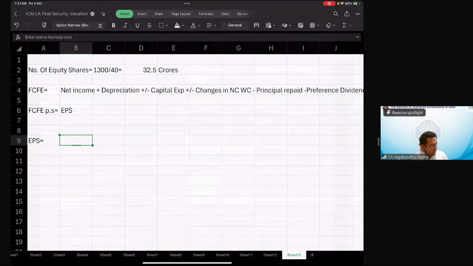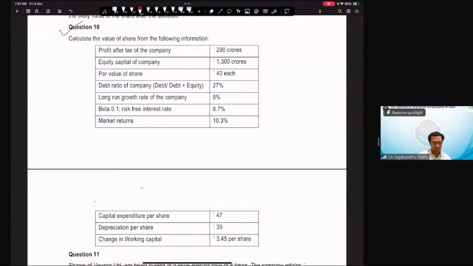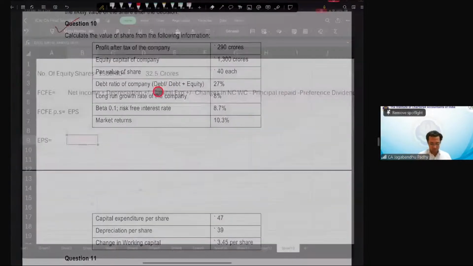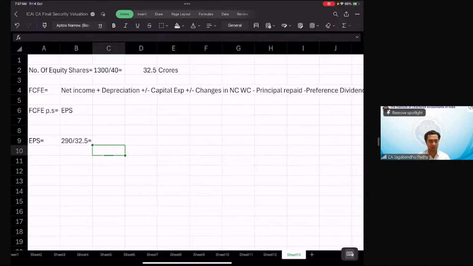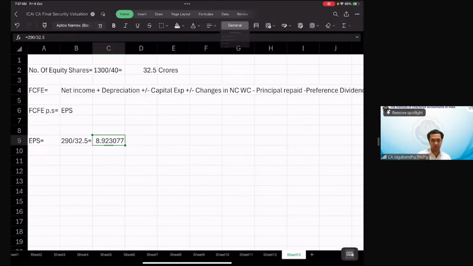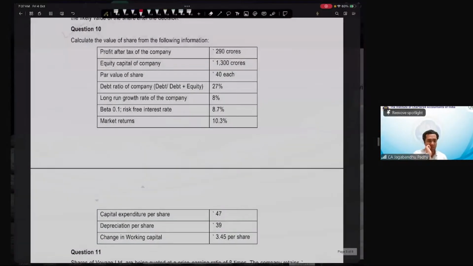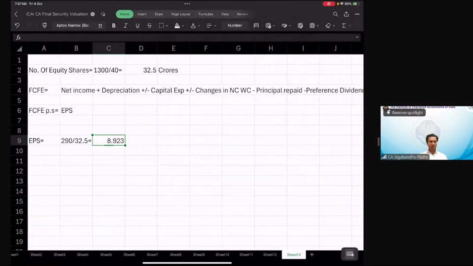Now for earnings per share, do we have the profit after tax given to us? Par value of the share, debt equity, profit after tax of the company. Yes, 290 crores. So what will be the EPS, guys? 290 divided by 32.5. EPS is 8.9230, or let's take it as 8.92 on a per share basis. You can take it up to 3 decimals also. Yeah, 8.923 is the earnings per share. So that first part is done.